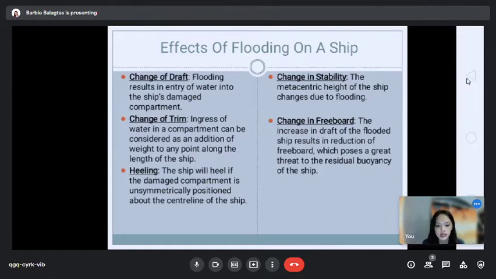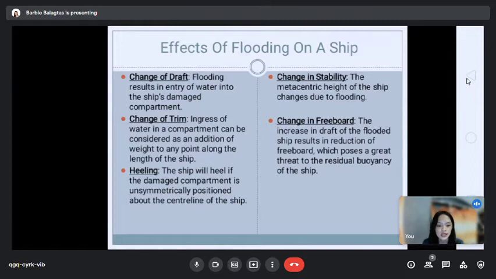Next, the heeling. The ship will heel if the damaged compartment is unsymmetrically positioned about the center line of the ship. If the metacentric height of the ship in the flooded condition is negative, the damaged ship is rendered unstable, and in such a case, the ship will capsize if the flooded compartment is unsymmetrical about the center line, and is prone to capsize by action of any external heeling moment if the compartment is symmetrical about the center line.